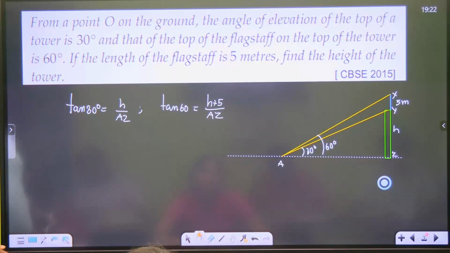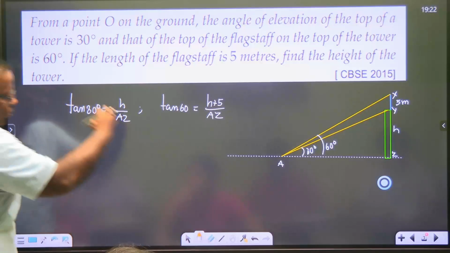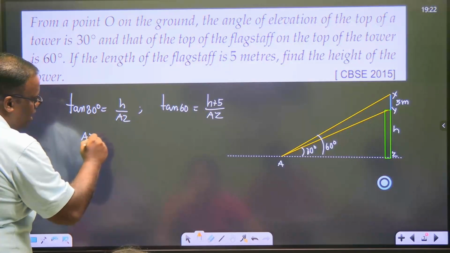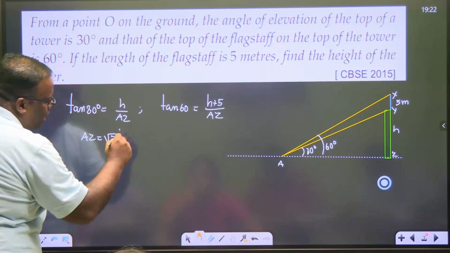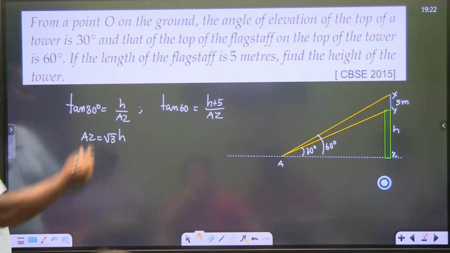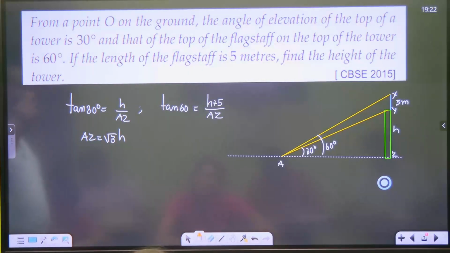Convert both in the form of AZ. What is the value of tan 30? 1 by root 3. So 1 by root 3 comes this side. So it will be AZ equal to root 3, 1 by root 3. Right?